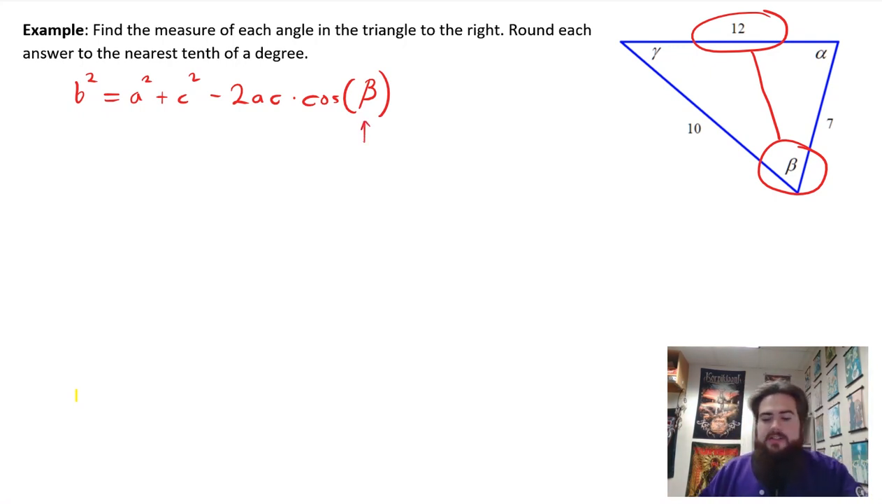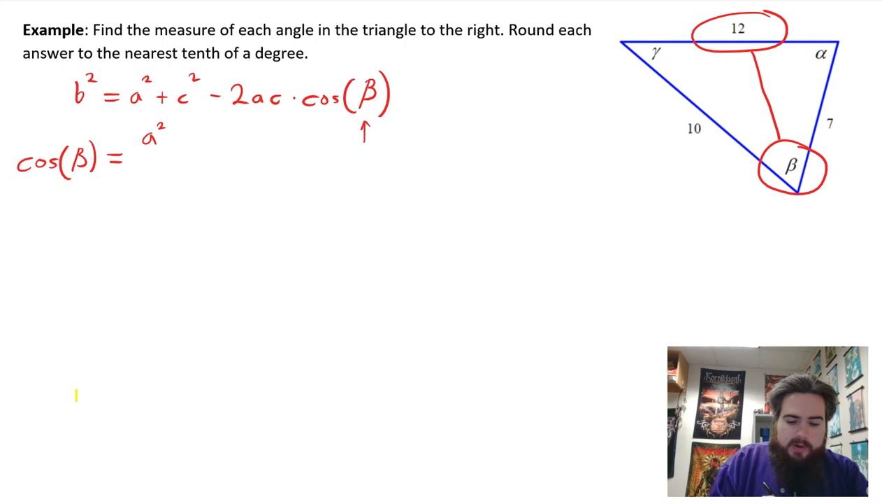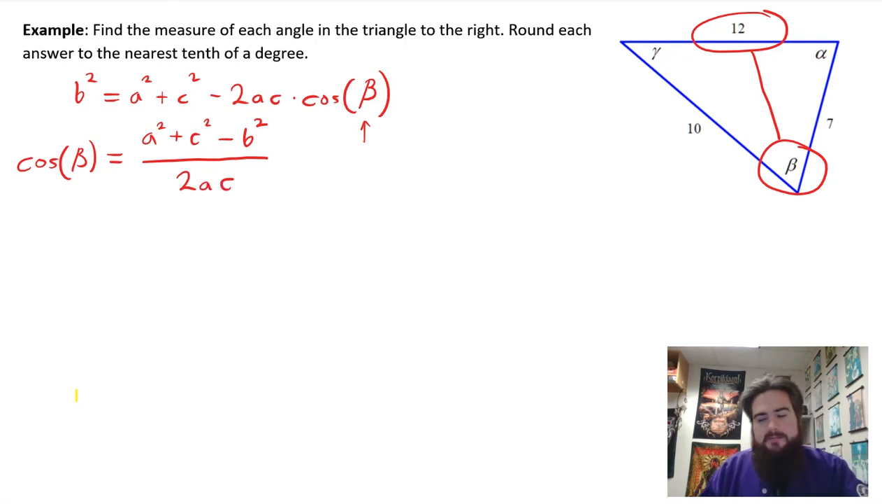Since my goal is to solve for beta, however, if I solve this equation to get cosine of beta by itself, I will get cosine of beta is equal to a squared plus c squared minus b squared divided by 2ac. This is what I would get if I were to solve that law of cosines equation for cosine of beta. And in this case, I should be able to fill in my values on the right side of that equation there.